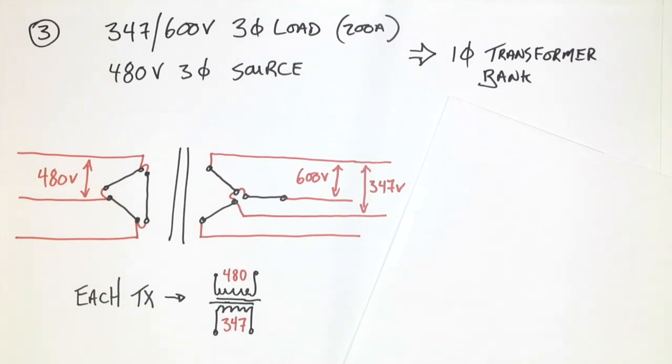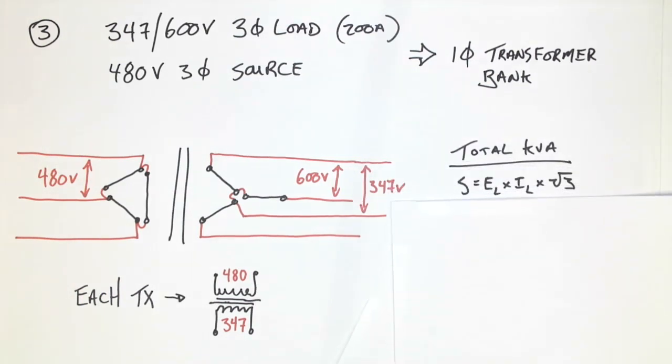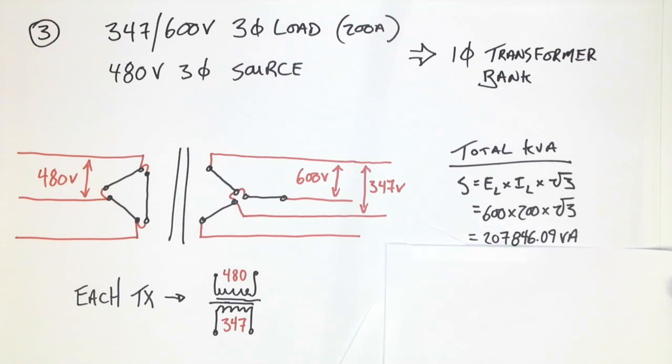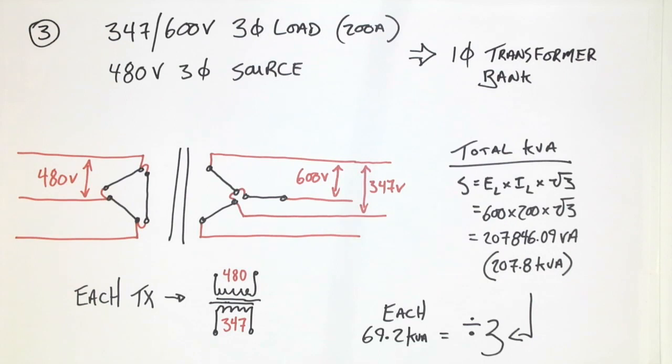What is the total VA requirement? Well, same process yet again. And what we see is that we have E line times I line times root 3, which gives us 600 times 200 times root 3, and a total VA of 207,000. Of course, when this is further reduced, we get 207.8 kVA. And remember, we're selecting individual single-phase transformers, so that means we need to take this value and divide it by 3. When we divide it by 3, we get 69.2 kVA for each individual transformer.